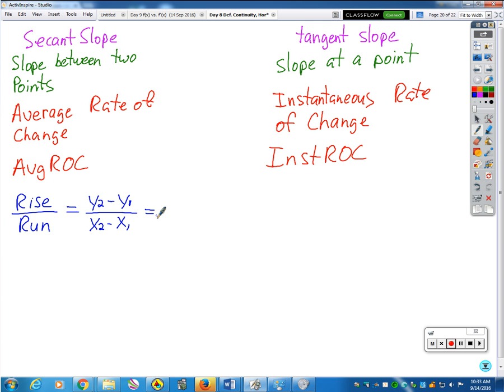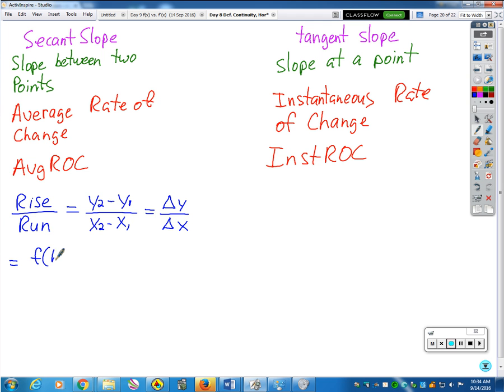Anyone remember any other notations for how to find the average rate of change? This one shows up sometimes, delta y over delta x. This one also will show up.